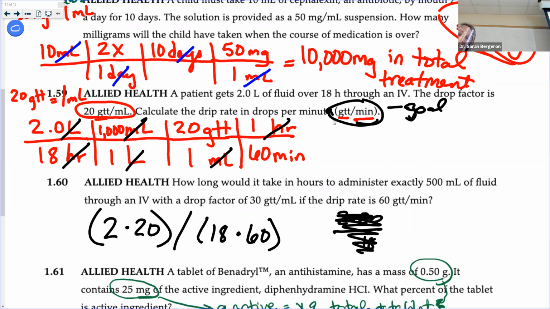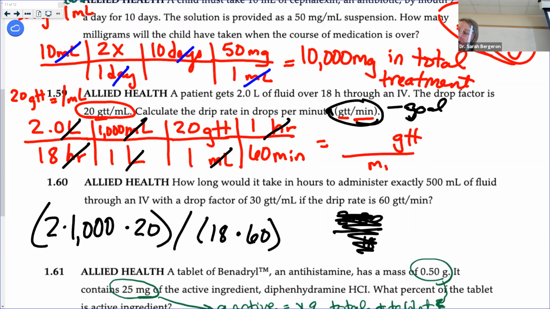Oh yeah, I'm sorry. I didn't even look at that. 2 times, so it should be 2 times 1,000 times 20. Sorry, thank you. 18 and 60. So what should your final answer be? Our final answer should be in GTT per minute. What do you get?